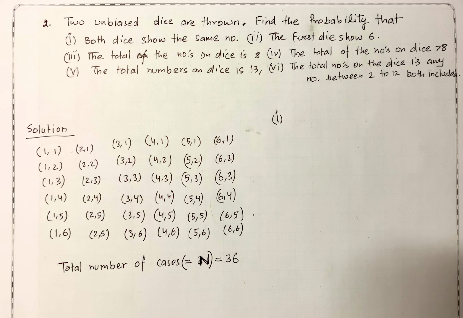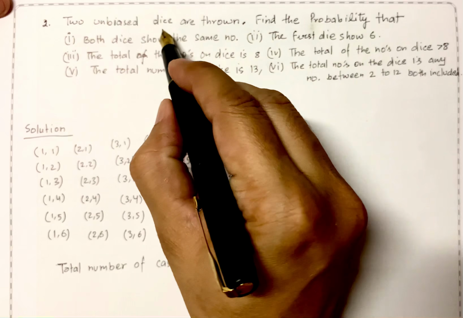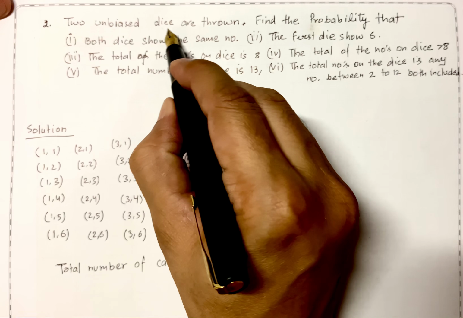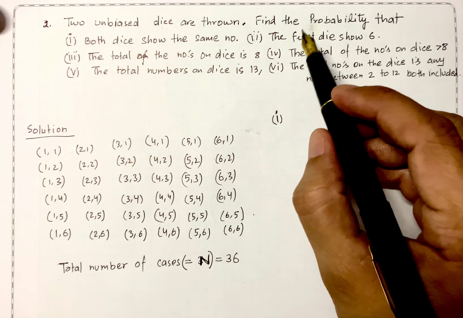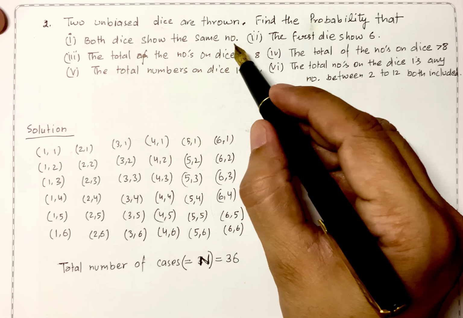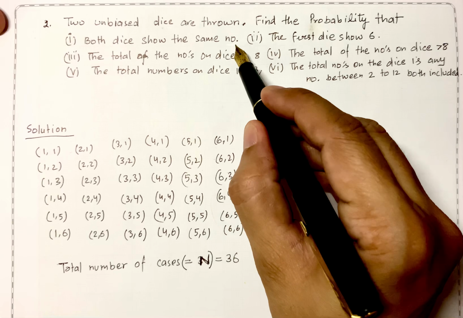Two unbiased dice are thrown. That means there are two dice, so a lot of students get confused in die and dice. Die is like a single and dice becomes a plural word to it. Find the probability that both dice show the same number. That is the first part we need to solve.